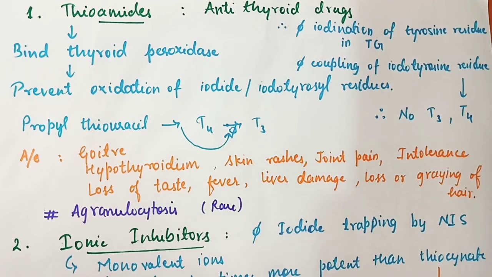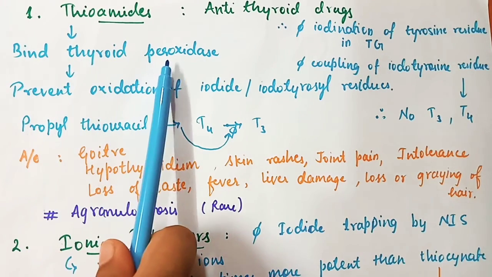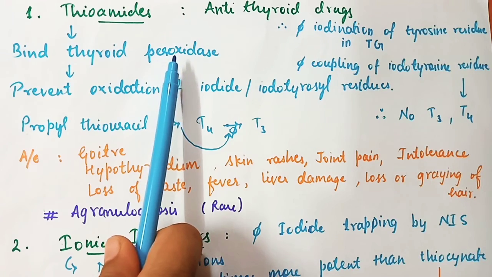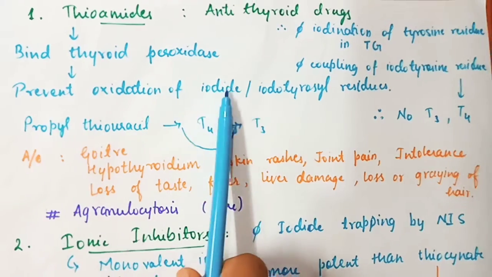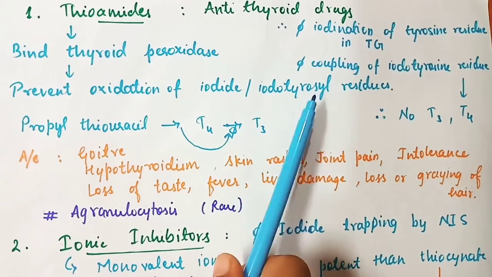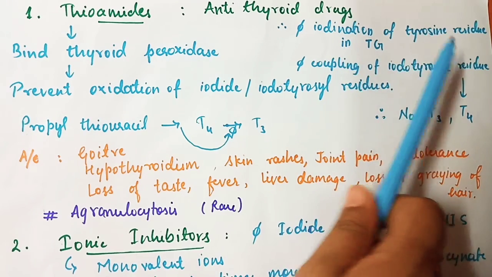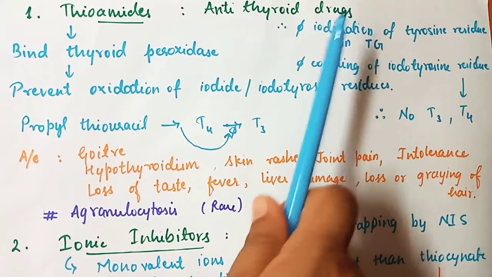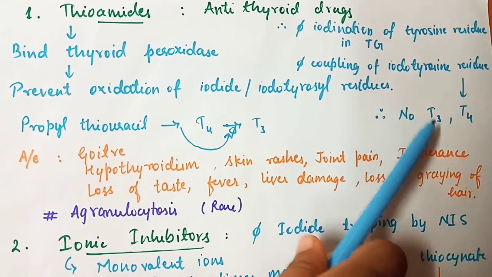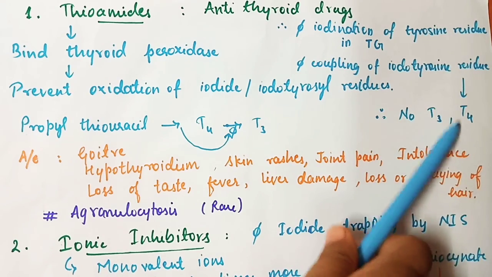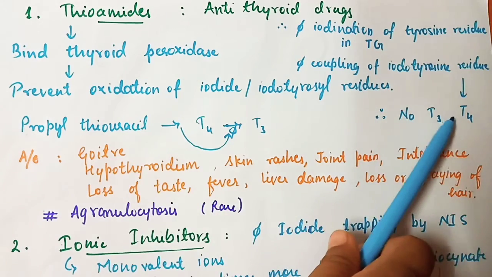So the first one, that is antithyroid drugs, the thioamides. These thioamides go and bind to the thyroid peroxidase, which is required for the coupling reaction and the formation of T3 and T4. Therefore the oxidation of iodide and iodotyrosyl residues does not take place. Therefore the iodination of tyrosine residues in thyroglobulin is inhibited, as well as the coupling of iodotyrosine residues is also inhibited. Therefore no T3 and T4 are synthesized. So the main action is by inhibition of secretion of T3 and T4.